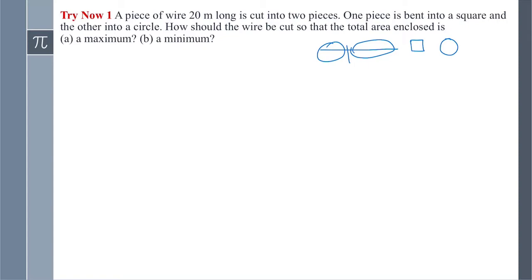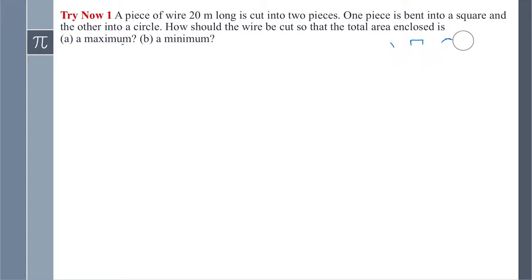So we are making two different shapes. How should the wire be cut so that the total area enclosed is maximum, and how should it be cut so the area is minimum? So we are going to find both max and min for this function. Okay, so let's start with this one.